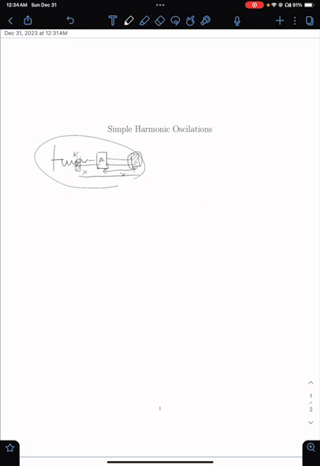So when we're trying to solve some sort of a problem using these oscillators, there's mainly two things that we need to know. The first thing is the period of such an oscillator.